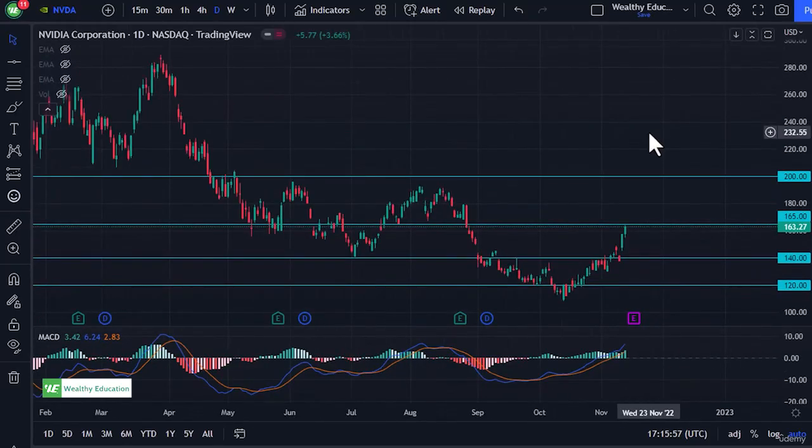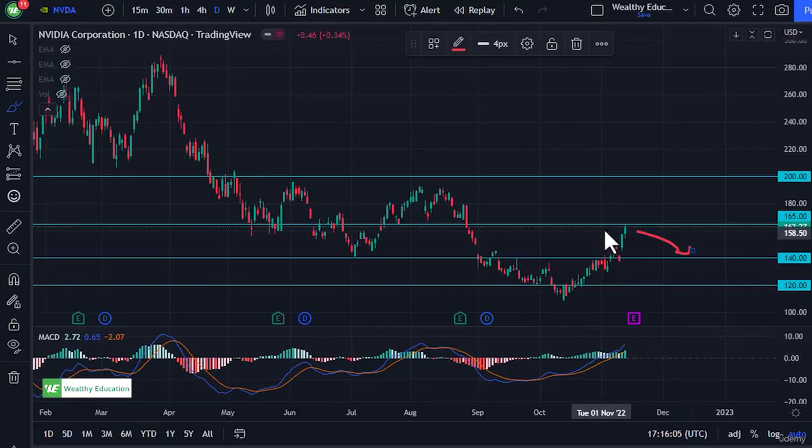So let me ask you this. If you are going to short this market, let's just say you get a signal to start selling. Where do you want to put your stop loss? Well, you put it above here. You put it up there because the market's going to have to break through that resistance to take you out.